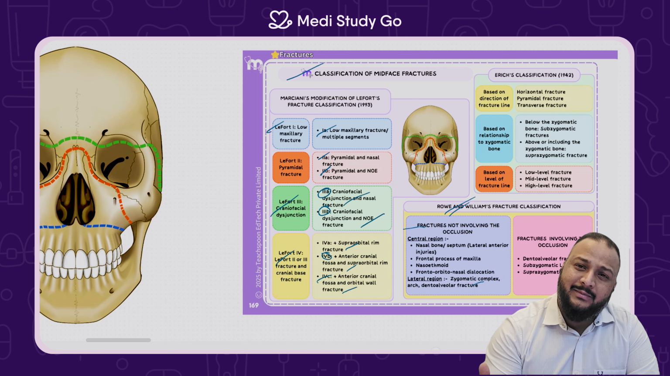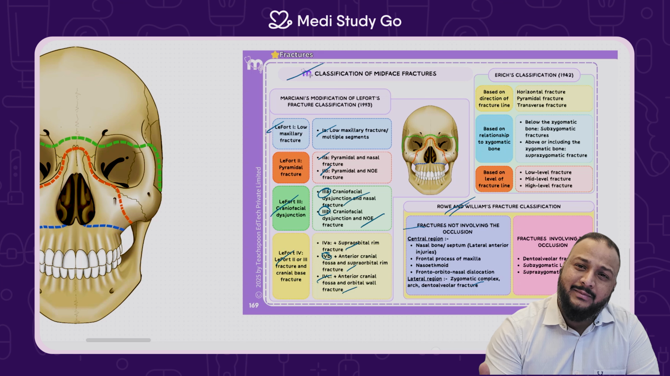When it comes to the classification of fractures, always remember one thing. You're supposed to write three different kinds of classifications in your exam paper. Number one, the oldest classification, which in this case happens to be the Rowe and Williams classification. Number two, the most accepted classification, that is the standard Lefort classification. And number three, the most recent classification, which is the AO CMF classification, which will be covered in the further slides.